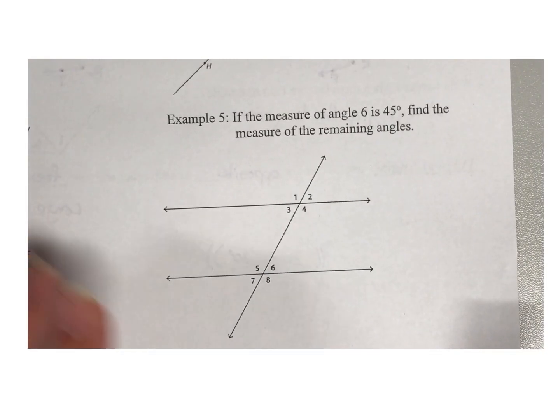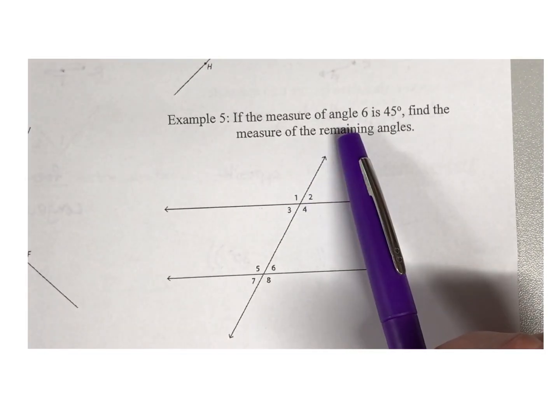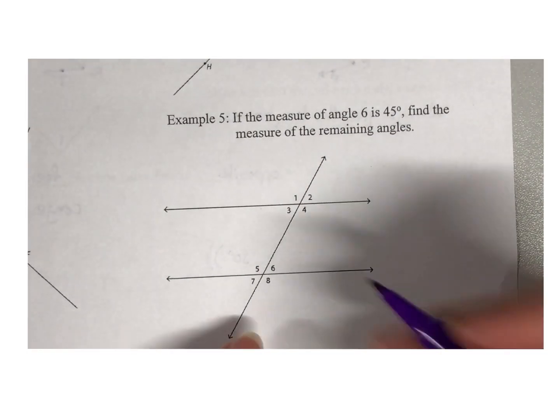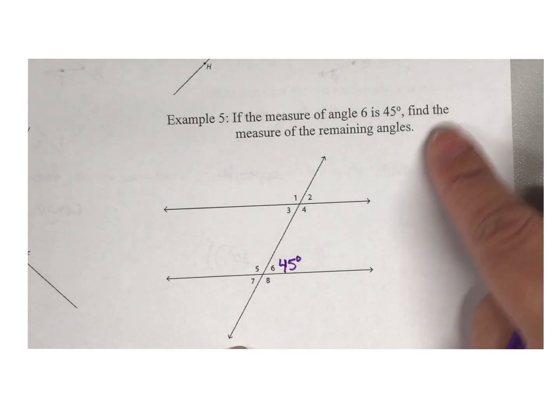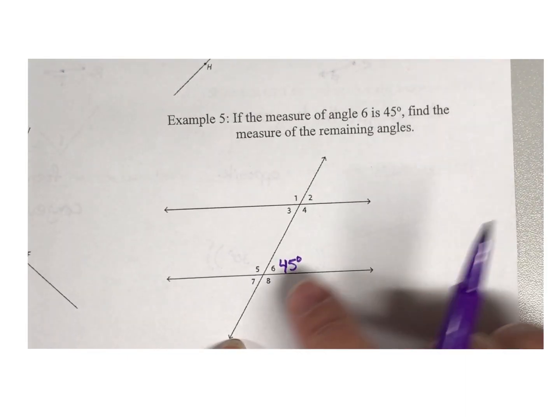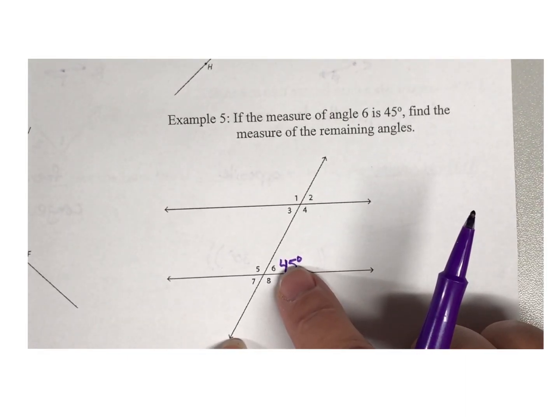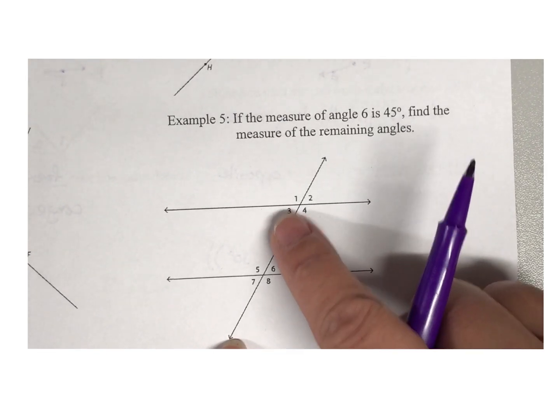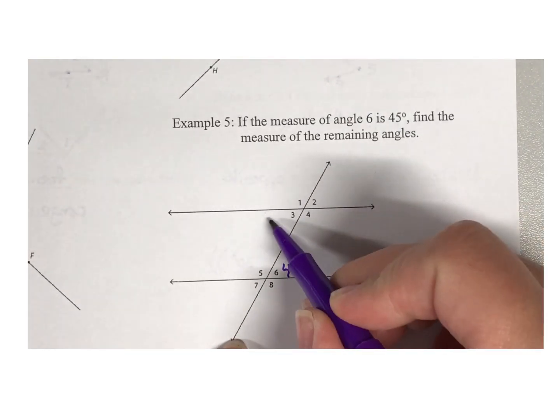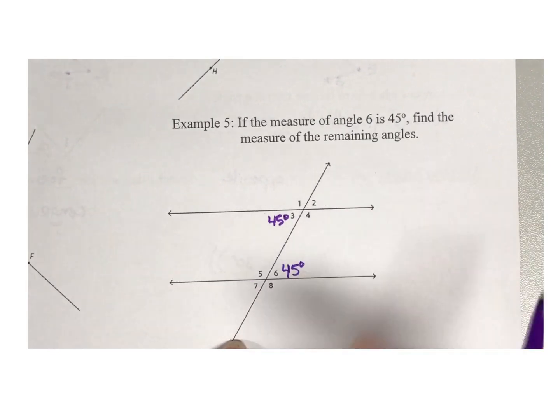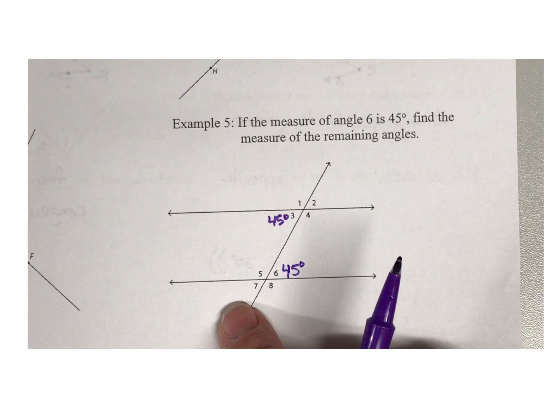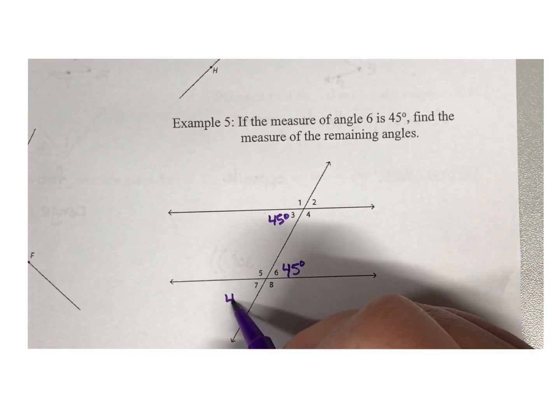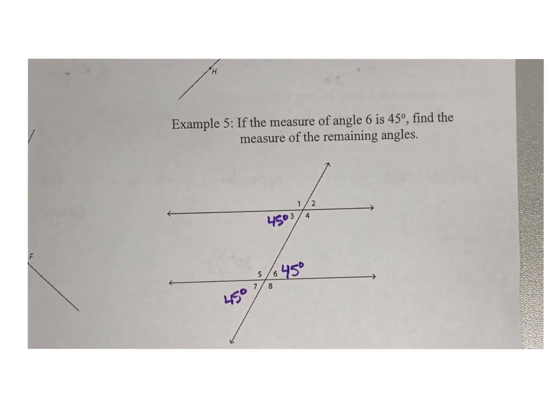So let's go ahead and do example number 5. It says, if the measure of angle 6 is 45 degrees, find the measure of the remaining angles. Well, first of all, if I know this one is 45 degrees, alternate interior angles, the one across from it, is also going to be 45 degrees. If I know that angle 6 is 45, the one across from it, so angle 7, is also going to be 45 degrees.